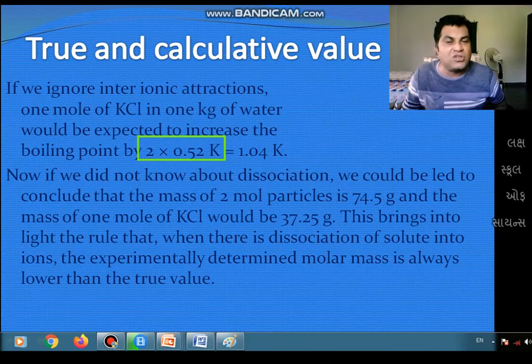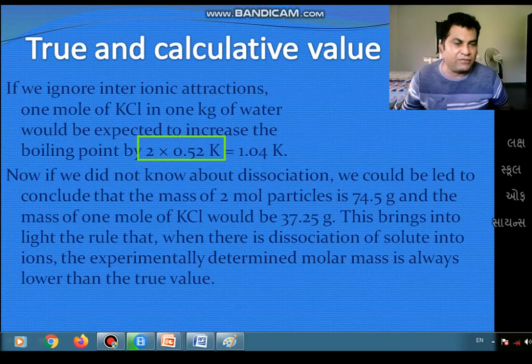Now if we did not know about the dissociation, we could be led to conclude that the mass of 2 mole particles is 74 gram, so the mass of 1 mole KCl would be 37.25 gram. This brings into light the rule that there is a dissociation of solution into ions. The experimentally determined molar mass is always lower than the true value.